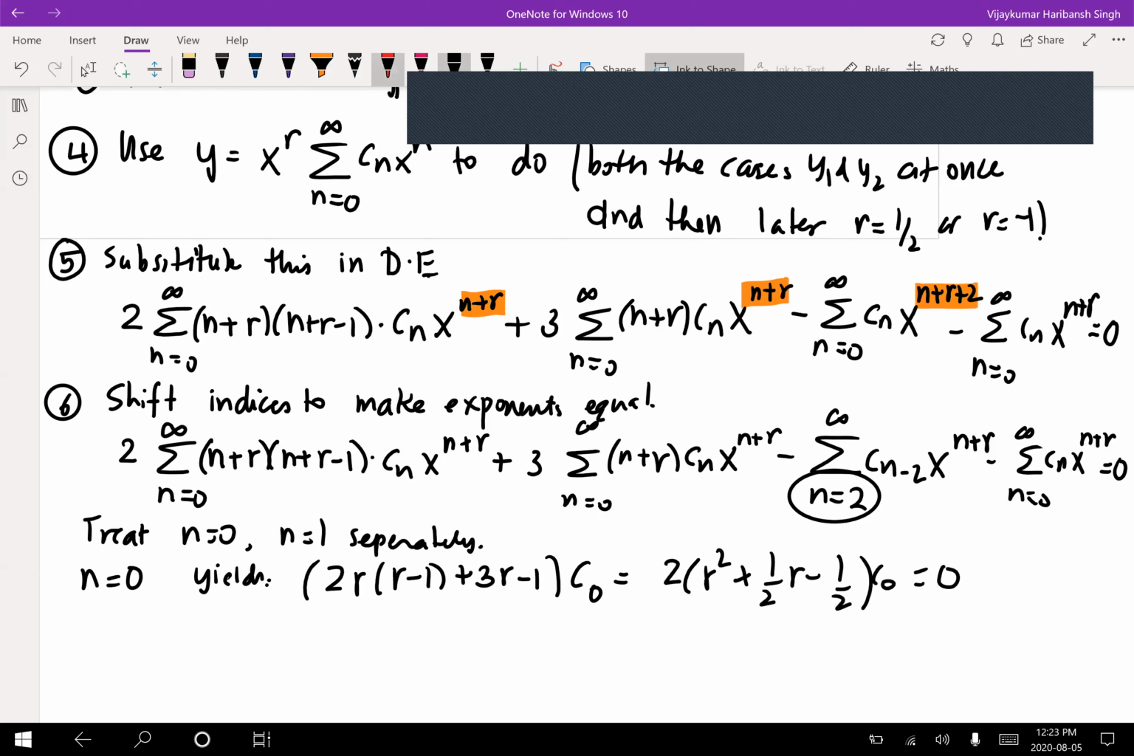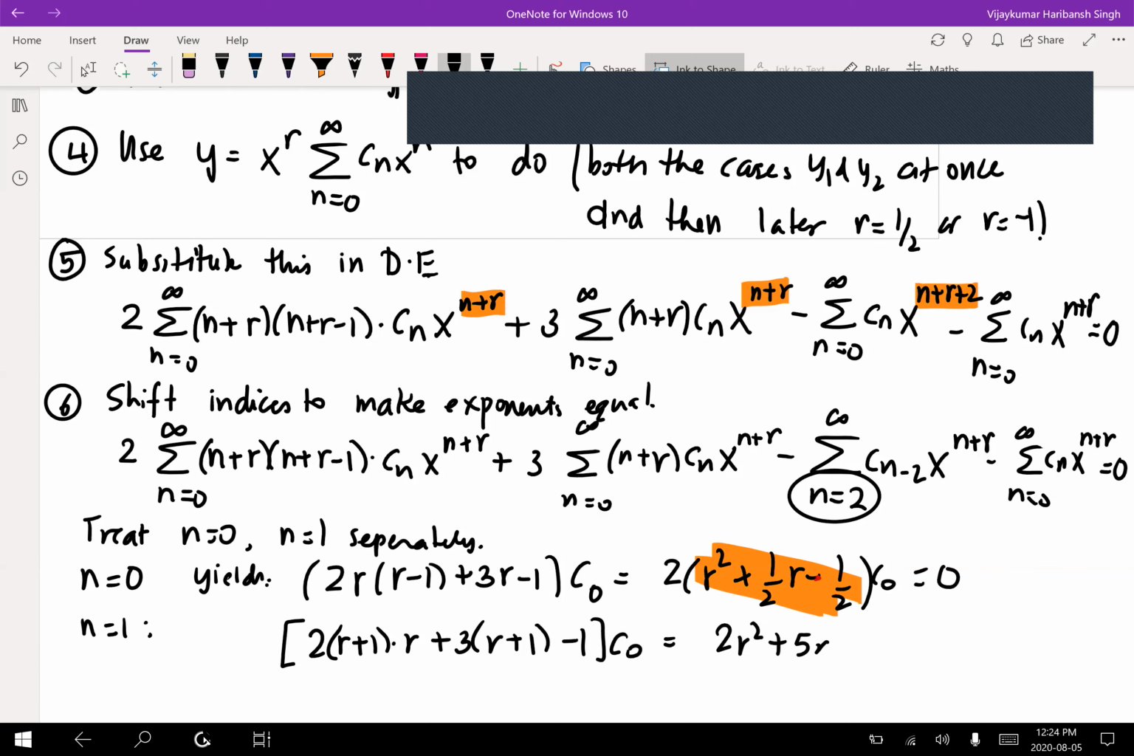Now this shouldn't be surprising. This part should be similar to the indicial equation, right? Because in the indicial equation we take a shortcut to find this. n equals 1 gives us, instead of r I'll have r plus 1, so 2(r plus 1) times r plus 3(r plus 1) minus 1. So it's similar to the above equation, and basically gives me 2r squared plus 5r plus 2, c1 equals 0.